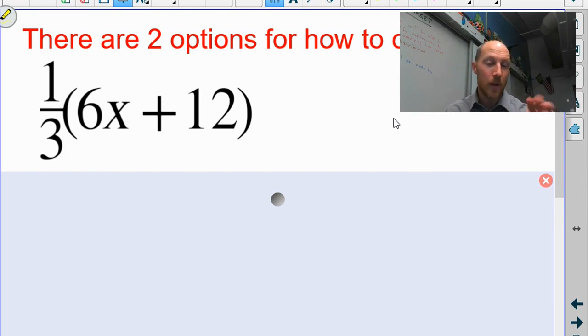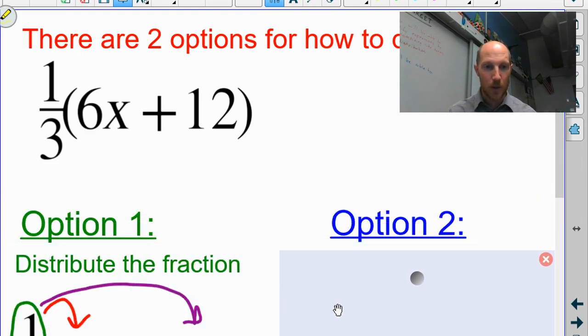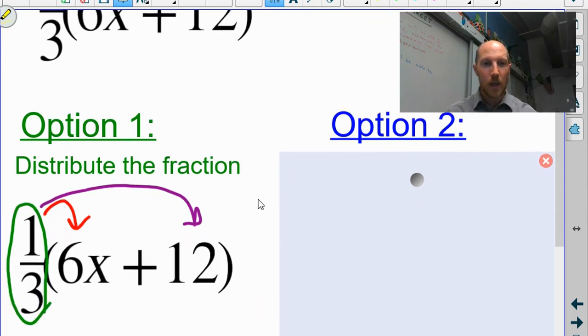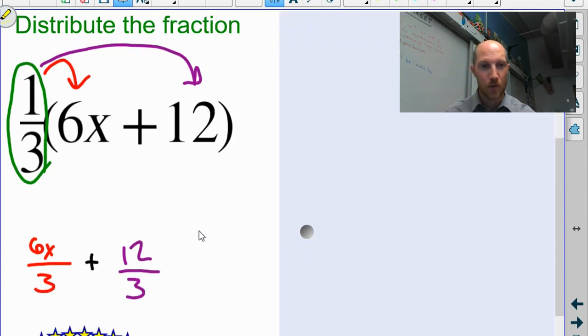So when we have a problem involving a fraction like this one, 1/3, and then your group, 1/3 being multiplied by the group 6x plus 12, we have 2 options. All right, so let's look at option number 1. We could just say, you know what, this is a fraction. I need to multiply that fraction into the parentheses, and we could do that just like we saw before with multiplication. So I'm going to take the 1/3, distribute it onto the 6x, and then also distribute it onto the 12.